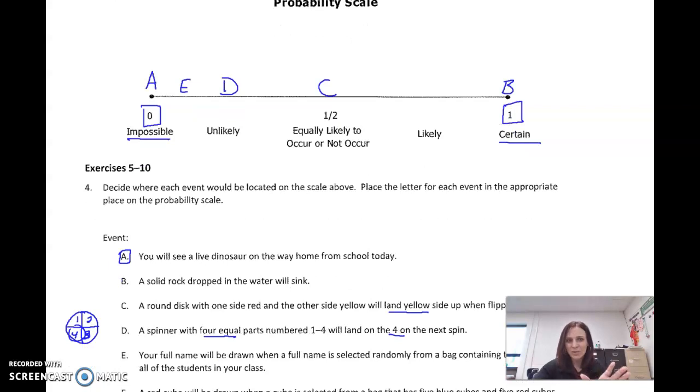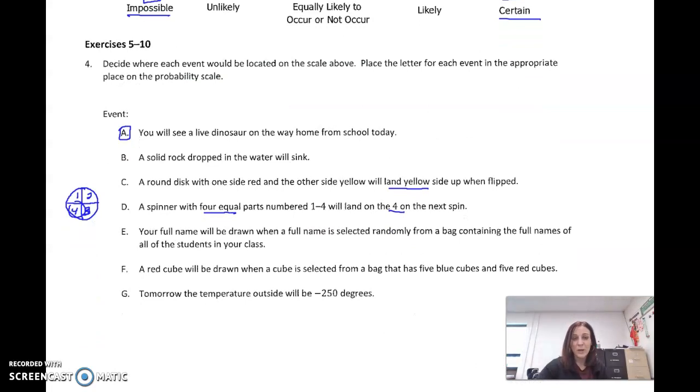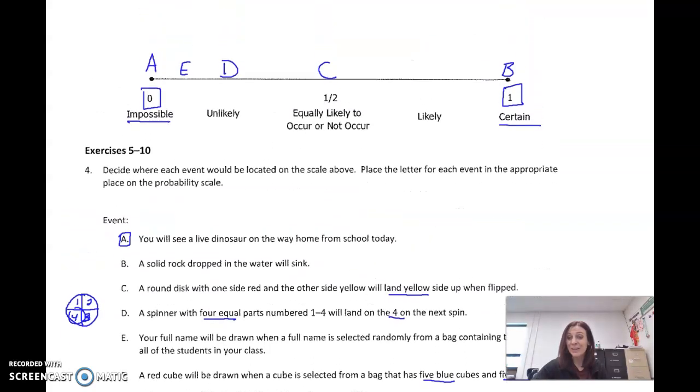So we don't just have to match it up exactly on those 5 words, because sometimes things are more unlikely or less unlikely, right? More likely or less unlikely. So you've got to find the range they go in. All right, almost done. A red cube will be drawn when a cube is selected from a bag that has 5 blue and 5 red. And I want a red one? Well, 5 blue, 5 red, they have an equally likely chance.